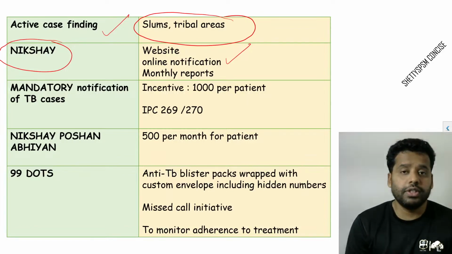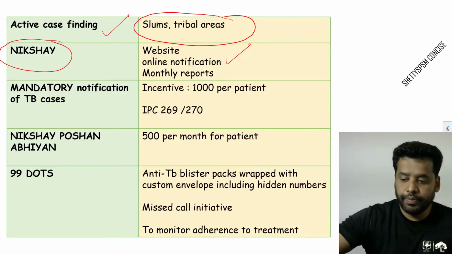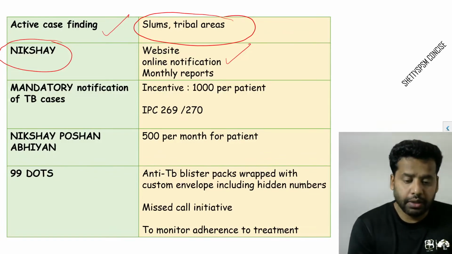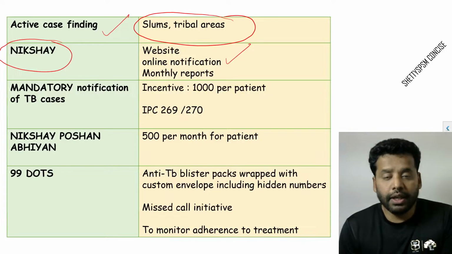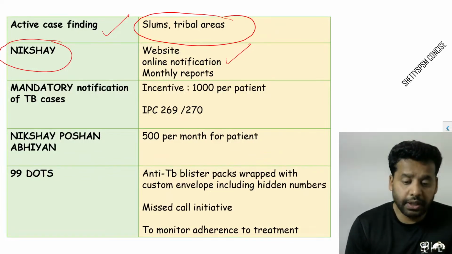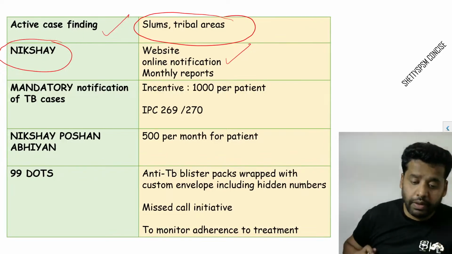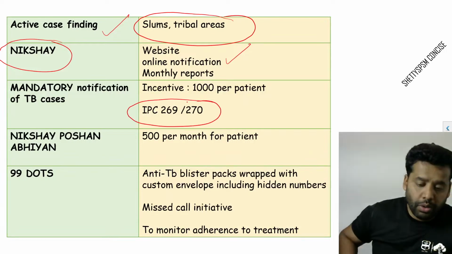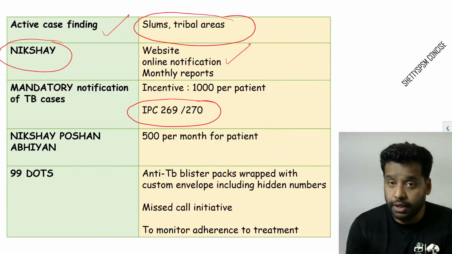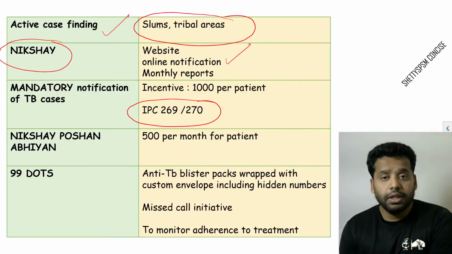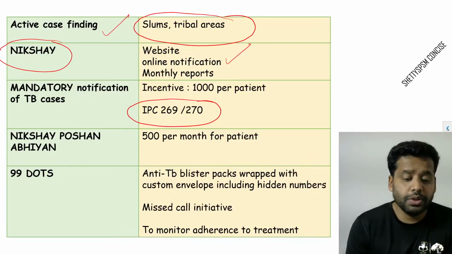Online notification to the district tuberculosis officer. Yes, you'll be notifying whom? DTOs, district tuberculosis officer. Monthly notification. So what is the frequency of notification? It is monthly notification. TB case notification is mandatory. Mandatory means it is under IPC section 269, 270. If you don't notify a case of TB, you are giving a chance for a communicable disease to spread. This is what they want to say. That is why it comes under IPC section 269, 270.